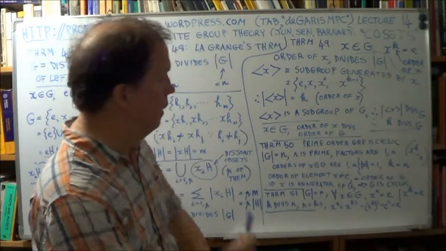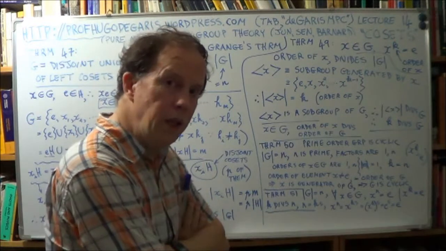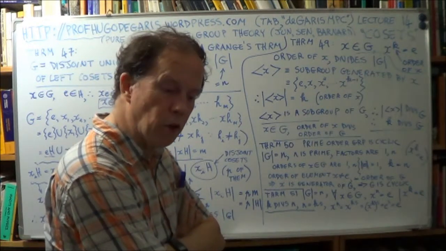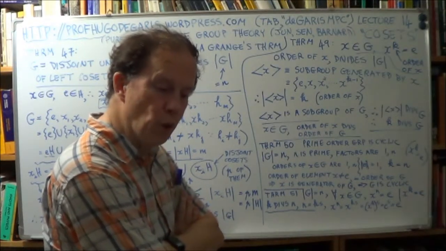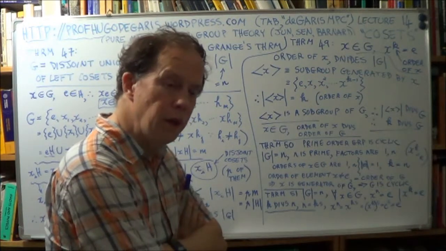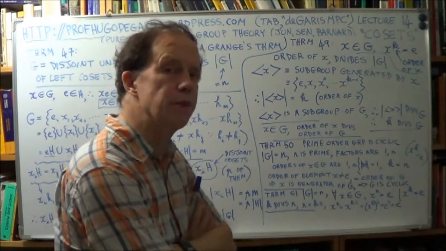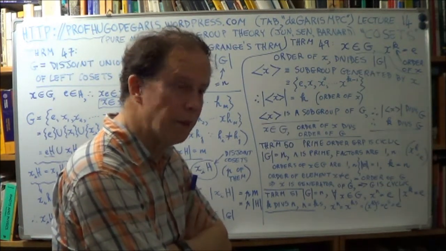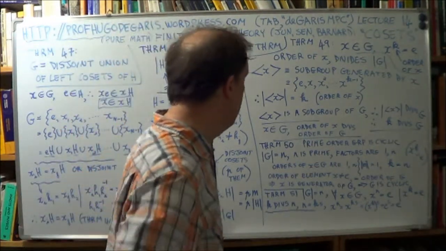So remember that any group whose order is a prime number, immediately you know that group is cyclic. Okay? Now how to prove that, right?